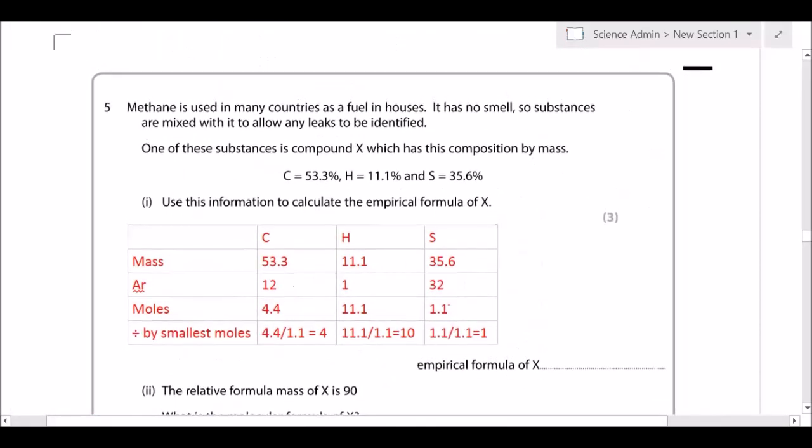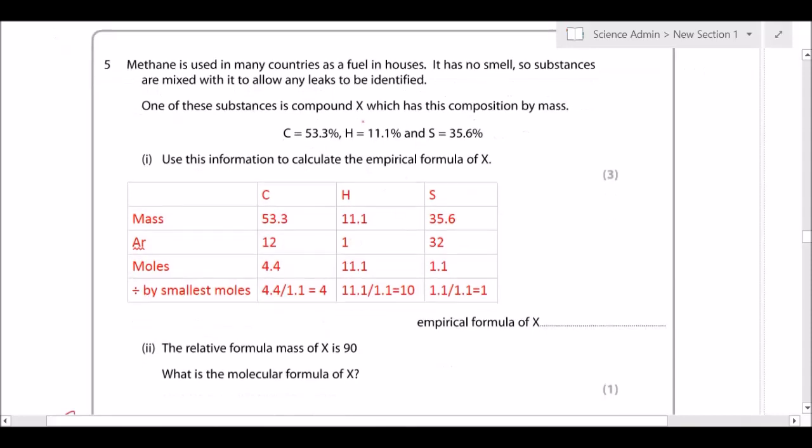Next up, question 5. I've made a table for this to make it quite simple. So, instead of masses in this question, we're given percentages. So let's just underline them so they're clear. Methane is used in many countries as a fuel. One of this substance is compound X, which has a composition by mass.